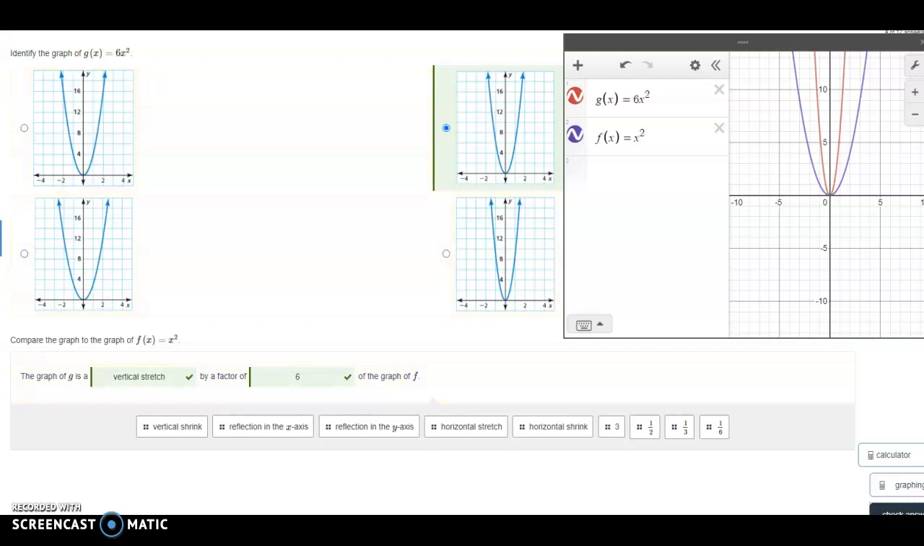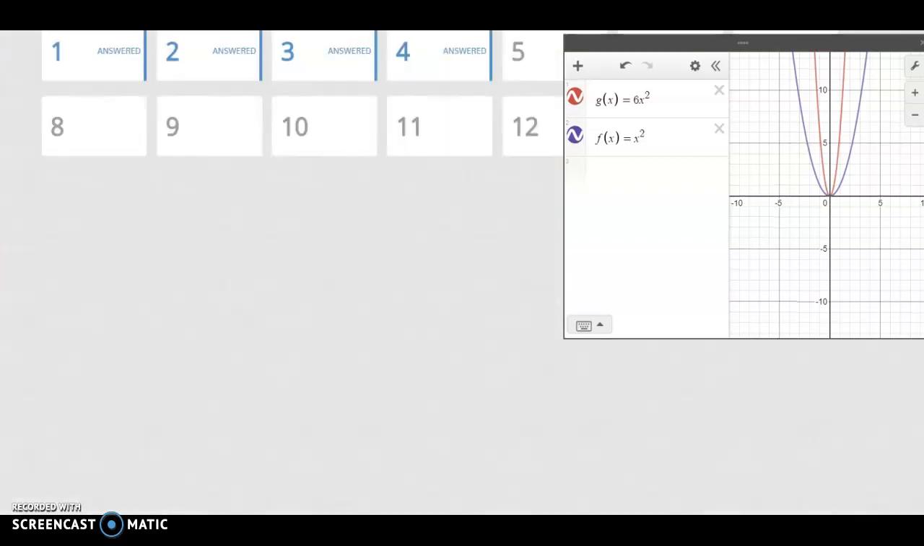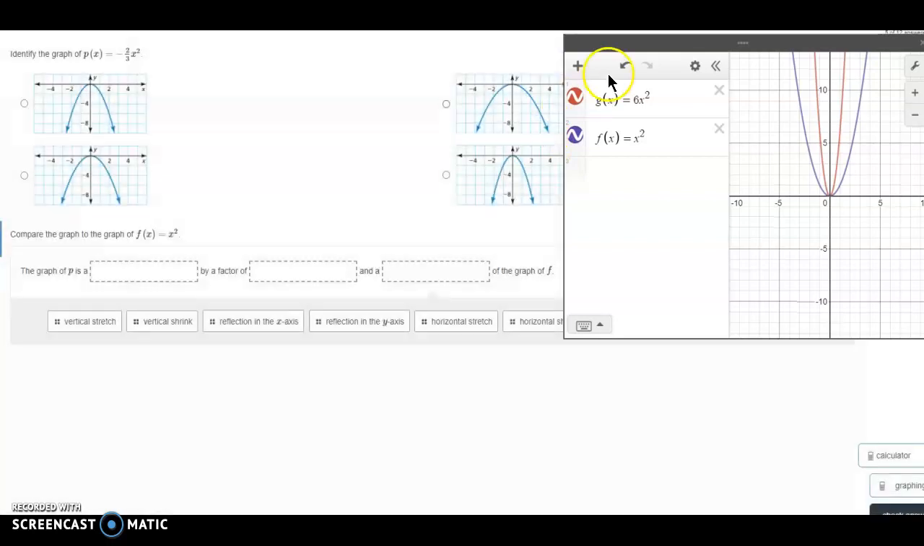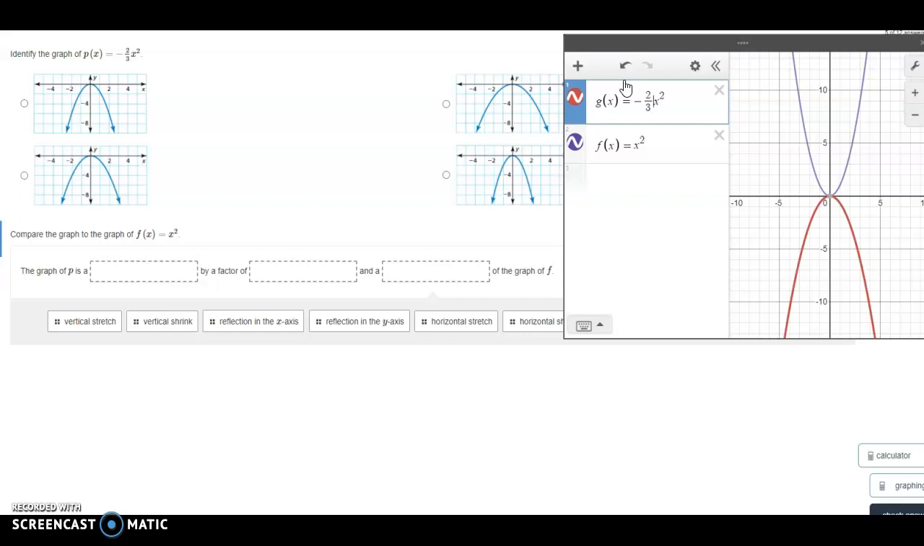Since I have a little time, I might as well go ahead and do one more that's negative. So let me pick one from my list here. I'm going to go to number 12. So here's number 12, and the parent graph is the same. So I'll just change this top one. It has to go to negative 2/3.